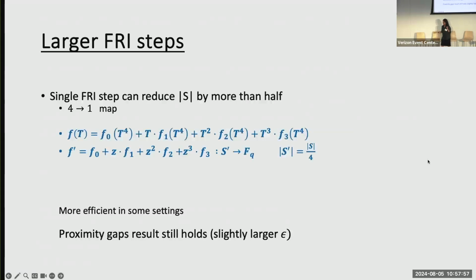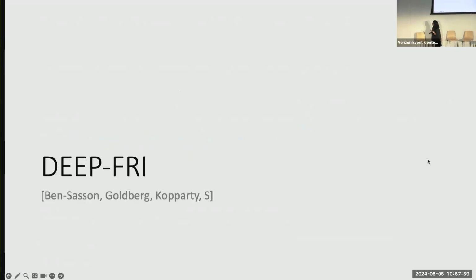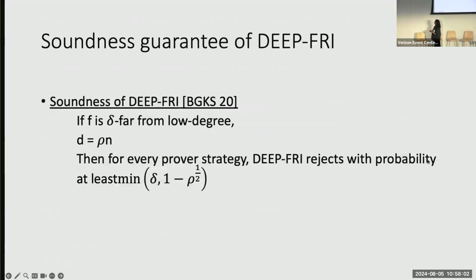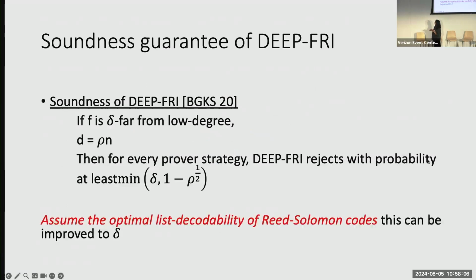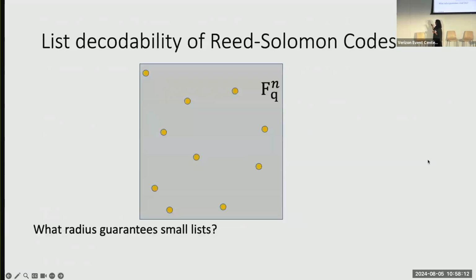I'm going to skip, I'm out of time. So I'm going to not talk about deep FRI, but deep FRI is a related protocol, close to what Ale talked about, but which has the potential of improved soundness if you can get better list decoding for Reed-Solomon codes. This is my last slide.